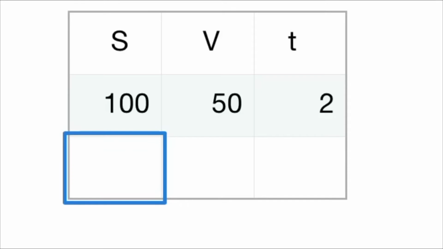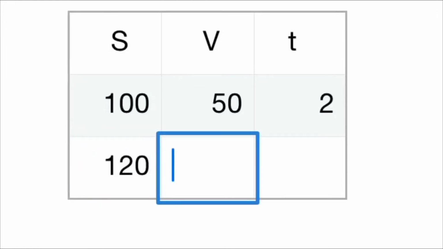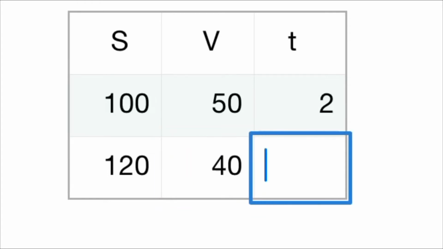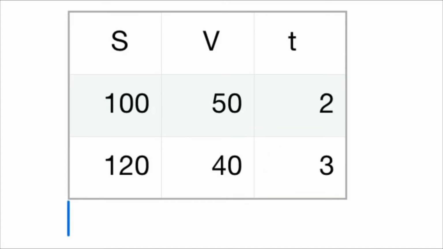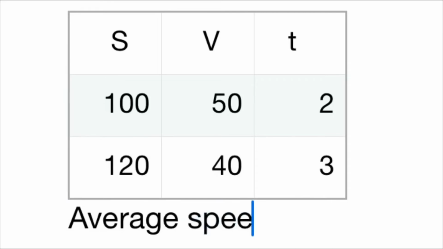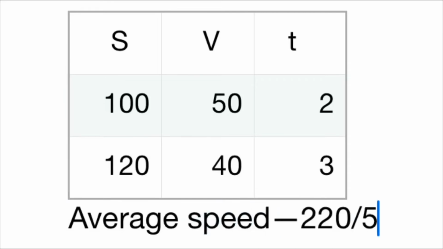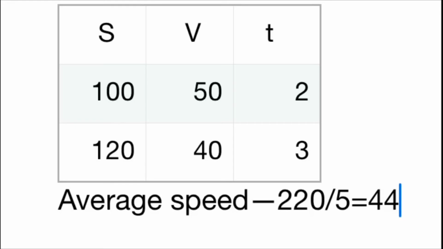For the next 120 miles, she drove at only 40 miles per hour. So our distance is 120 and her rate is 40 miles per hour. She drove 3 hours. To calculate her average speed for the entire trip, we should divide the entire distance by the time that she drove. So her average speed for the entire trip was (100 plus 120) which is 220, divided by (2 plus 3) which is 5. It is equal to 44 miles per hour.